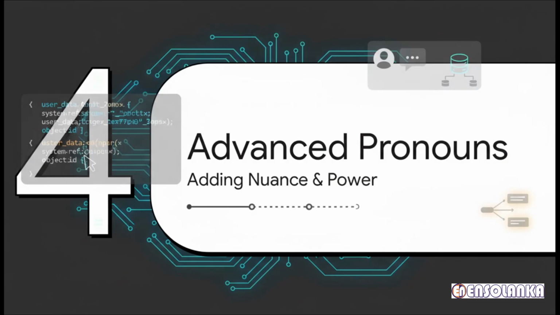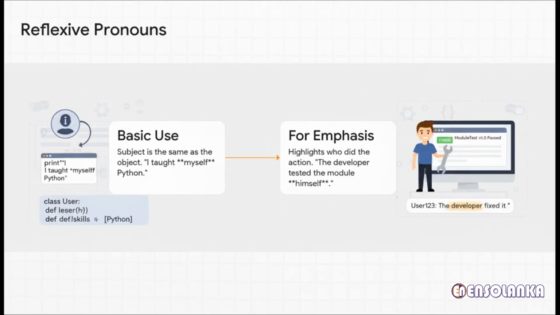Awesome. Now that you've got the basics down solid, let's look at some more advanced forms that are going to add a lot more nuance and power to your communication. Reflexive pronouns, words like myself, yourself, himself, they've got 2 main jobs. The first one is when the subject and the object of the verb are the same person. I taught myself. The second job is for emphasis, to really stress who did the action. The developer fixed it himself.